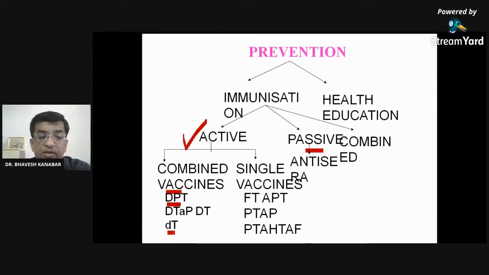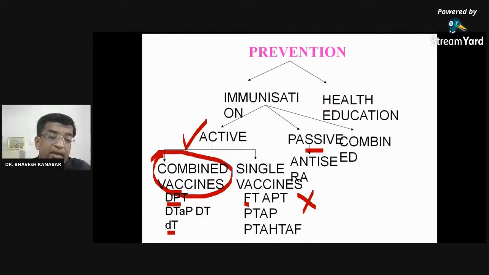There is also one DT vaccine. Previously it was used, but it is not now; it is not part of the government immunization program. This is the single diphtheria vaccine, but you need not remember it, because diphtheria vaccine is always given as a combined vaccine. Singly, only diphtheria vaccine is not given. It is given in combined form with another vaccine, either as DPT or as pentavalent. The second thing is passive immunization by giving anti-sera, and then the other thing is health education.